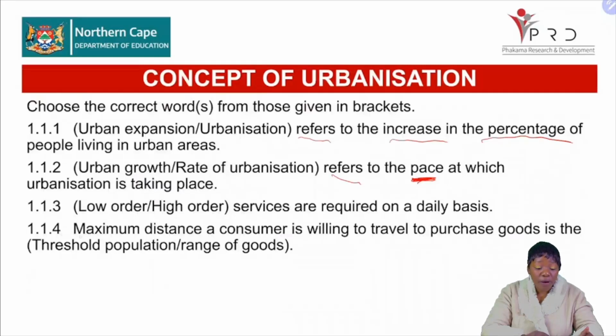Then your 1.1.3, you're looking at the low order or the high order. So now these are based on the settlement function, your urban settlement functions. So low order or high order services are required. We're talking about the services that are required on a daily basis. Then your 1.1.4, the maximum distance a customer is willing to travel to purchase goods. Is it a threshold population or is it a range of goods? Again, this is the functions of the urban settlement.